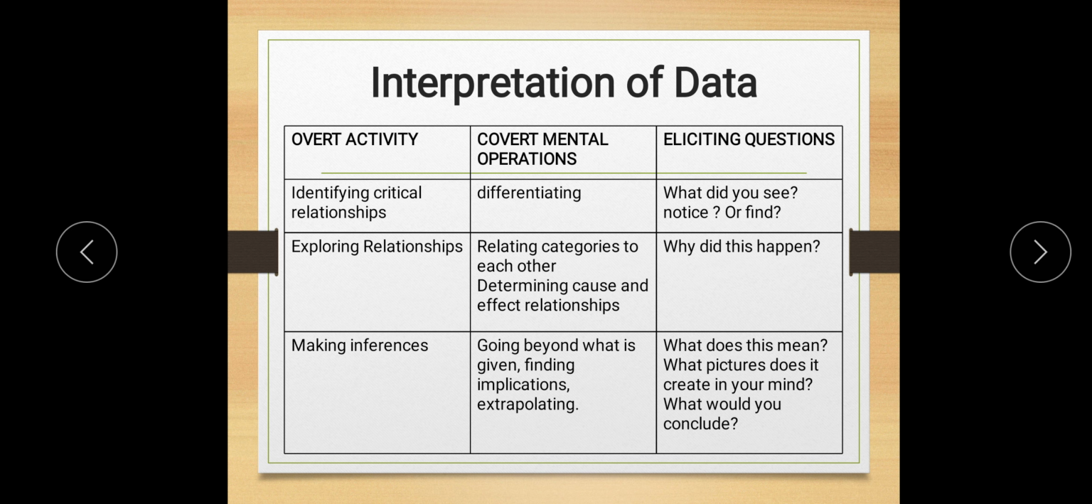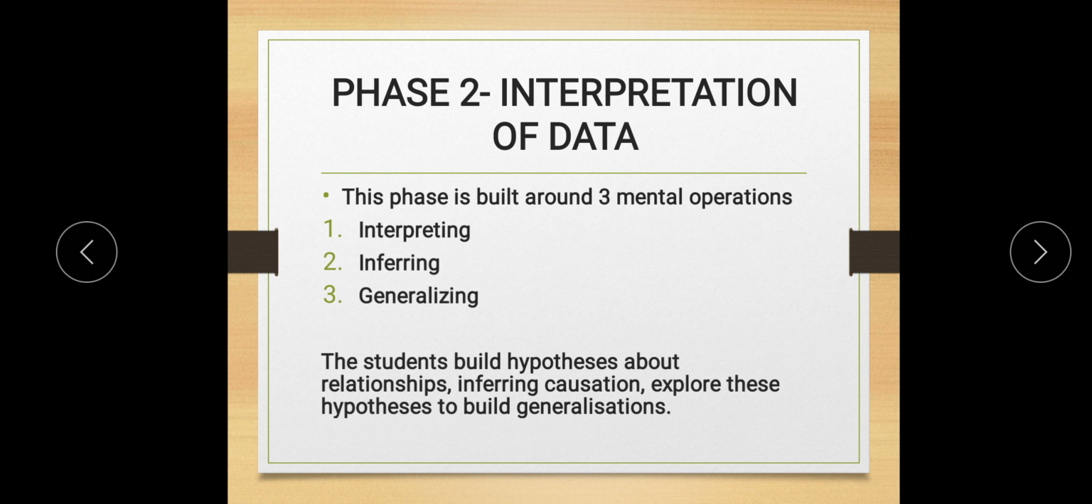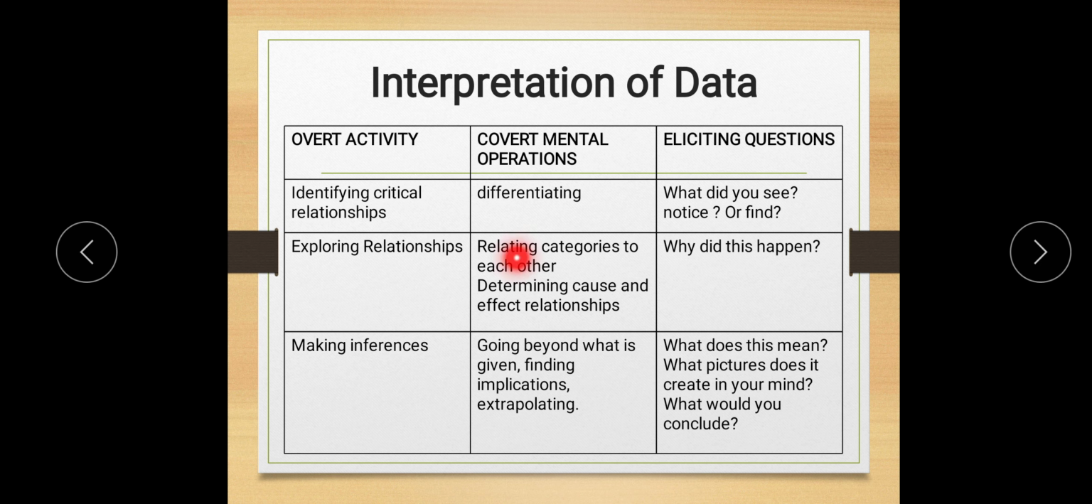Okay. Now the second one is exploring relationship. If you look at inferring, here relating categories to each other, determining cause and effect relationship. Why did this happen? Now this is like how we had in the previous table, where in the first stage the students just did it at a mental level. Similarly the same thing would happen here. Here they are identifying the relationship at a mental level, differentiating. What did you see, what did you notice or find?